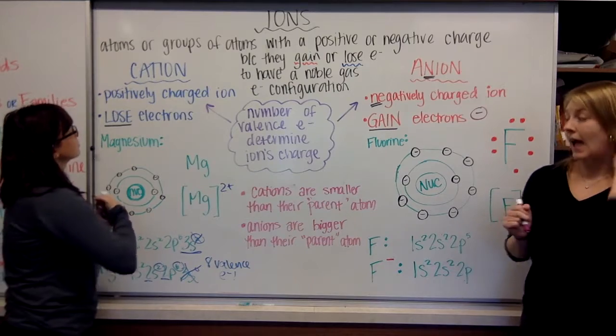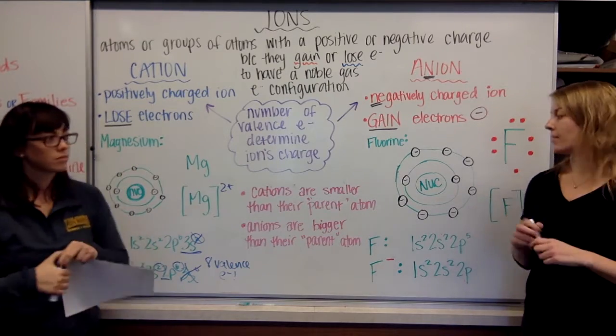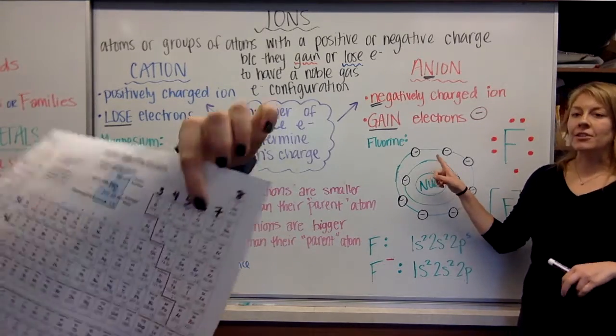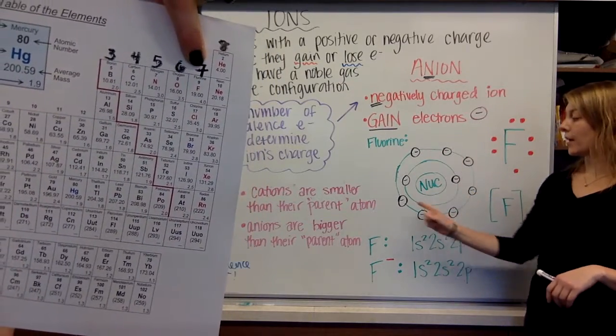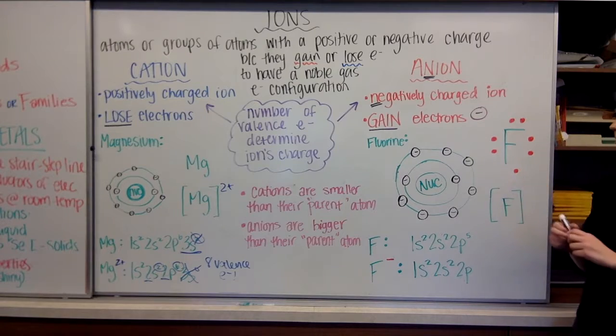Fluorine is in our halogens group, which Ms. Thompson is going to show you. It's in our halogens group, so it has 7 valence electrons. We can see that here in the Bohr model. We can also see it here in our Lewis structure.